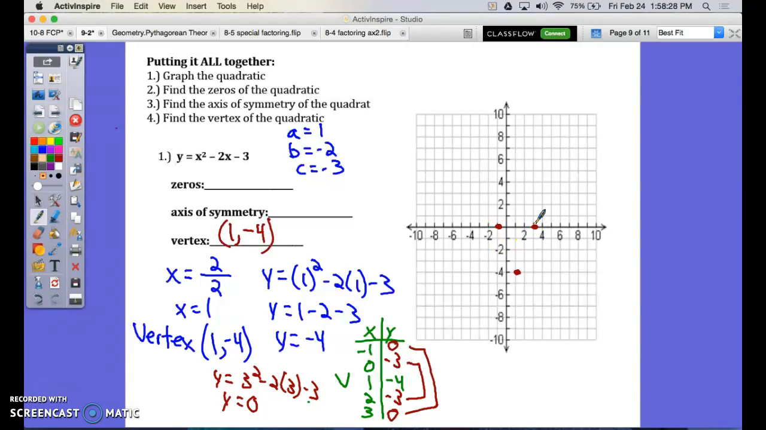If you notice, the axis of symmetry is right down the middle of those two. The average, like we were talking about earlier. Here's another point, (0, -3). Here's another point, (2, -3), and then my parabola can be formed. So to fill in the missing pieces here, the axis of symmetry is, let's see, where is it? Right here. x equals 1, and the zeros of my function would be -1 and +3.